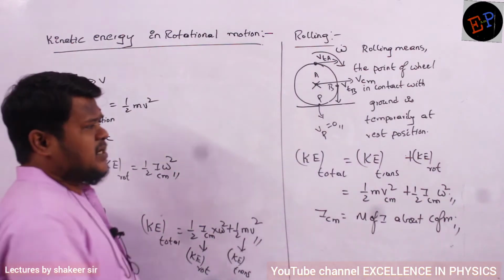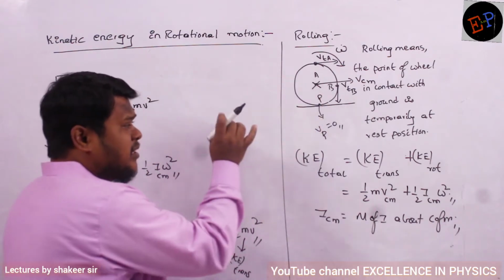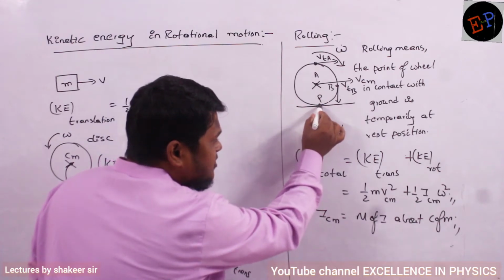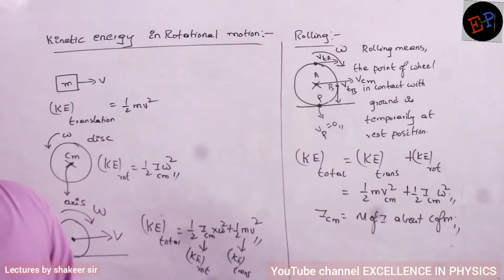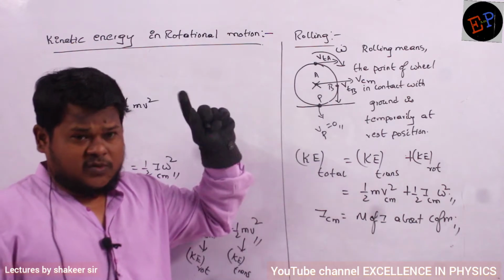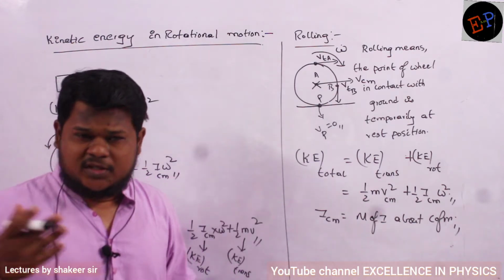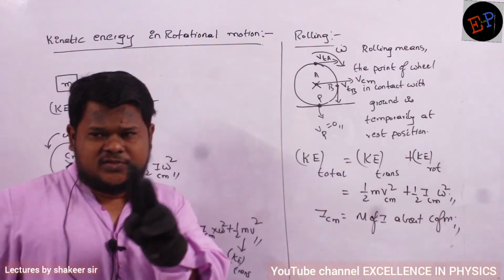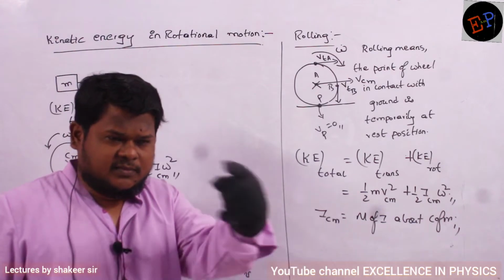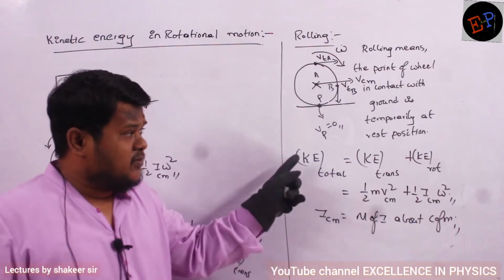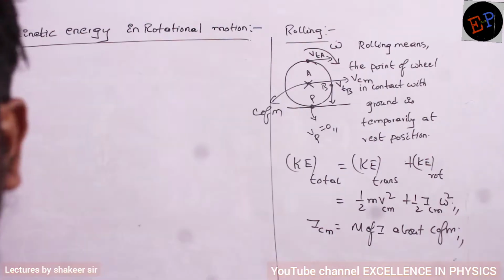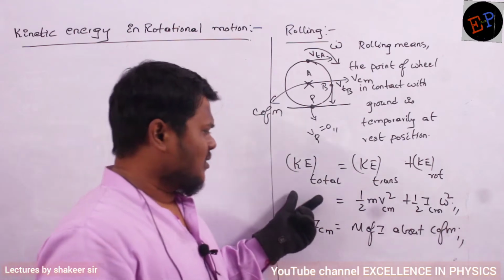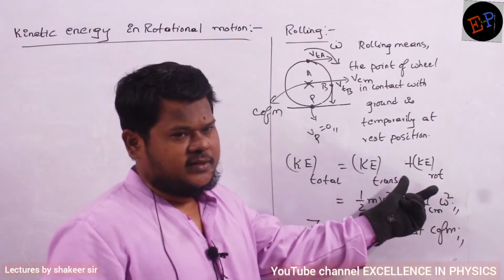Now see, in the case of rolling, temporarily I can consider that the total body is rotating about this axis. This body is rolling. Rolling means it has a translational motion, motion in a straight line, and similarly it has rotational motion also. It is moving in a straight line and it is rotating also. So the total kinetic energy is kinetic energy of translation plus kinetic energy of rotation.